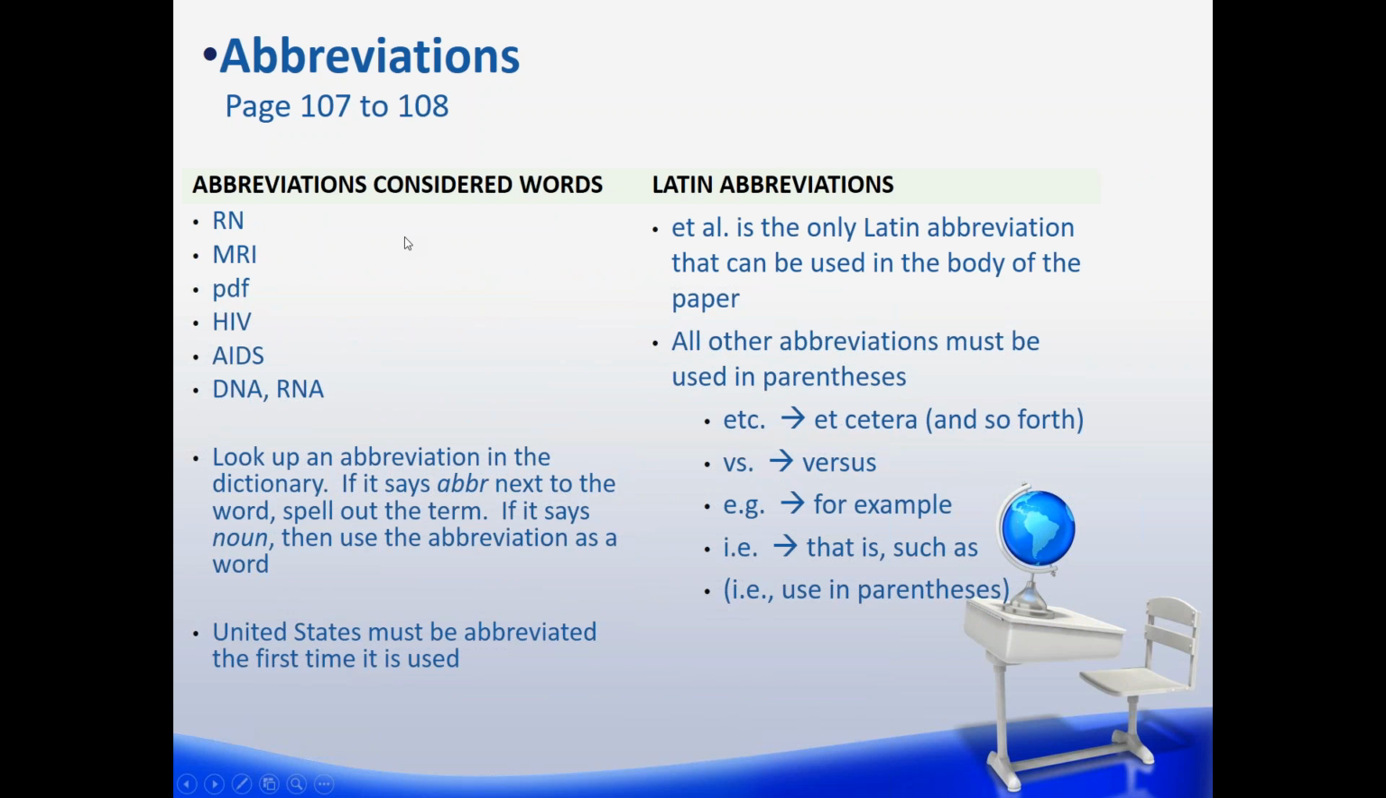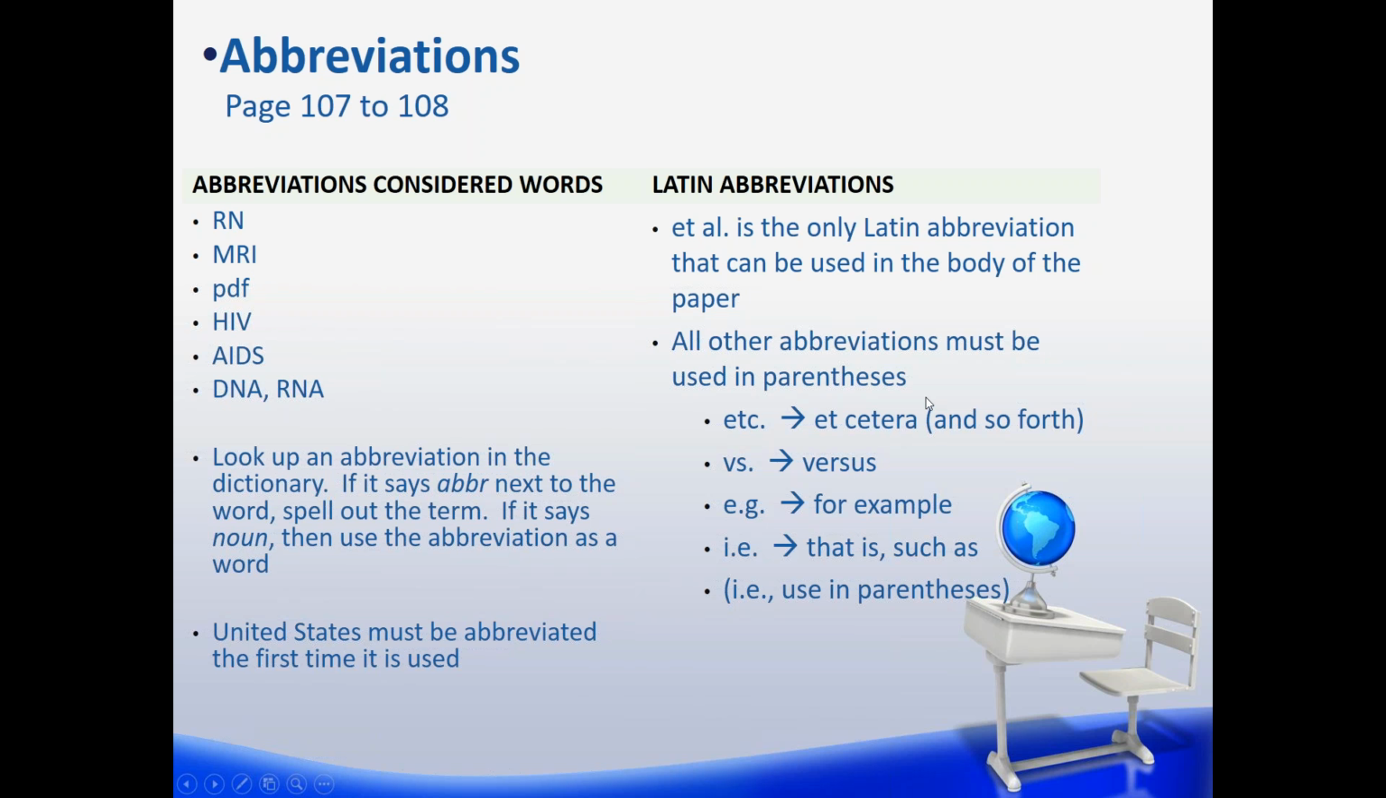There are some abbreviations that are considered words in the dictionary and do not need any explanation. This is an incomplete list. This is all I could think of off the top of my head. So if you look up US, for example, it'll say abbreviation for United States. So if it has abbreviation next to it, then you have to spell it out the first time. If you look up MRI, it's going to say noun next to it, so then you don't need to explain it. You can just use the abbreviation as a word.